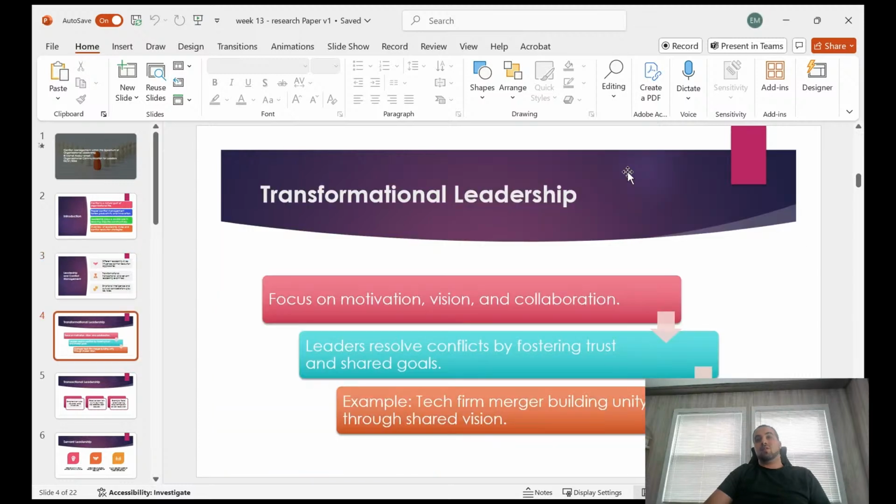The first type of leadership is transformational leadership. It inspires teams by focusing on a shared vision. Instead of seeing conflict as a barrier, they see it as an opportunity for growth and learning. A great example is how a technology firm handled a merger by using transformational leadership to align two different teams in one unified culture, ultimately reducing conflict and fostering innovation rather than problems across teams.